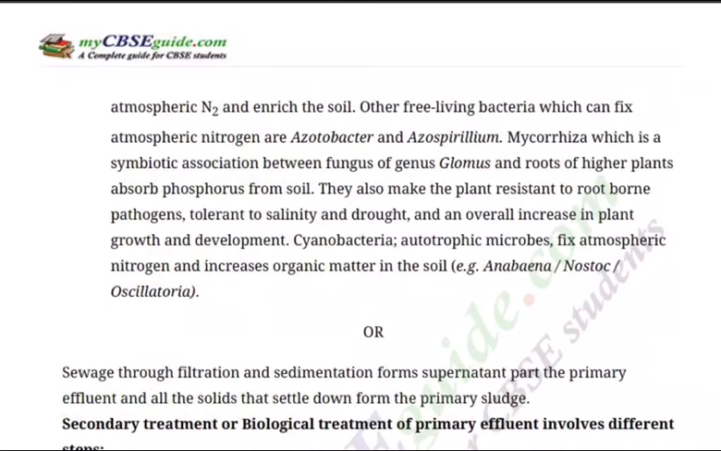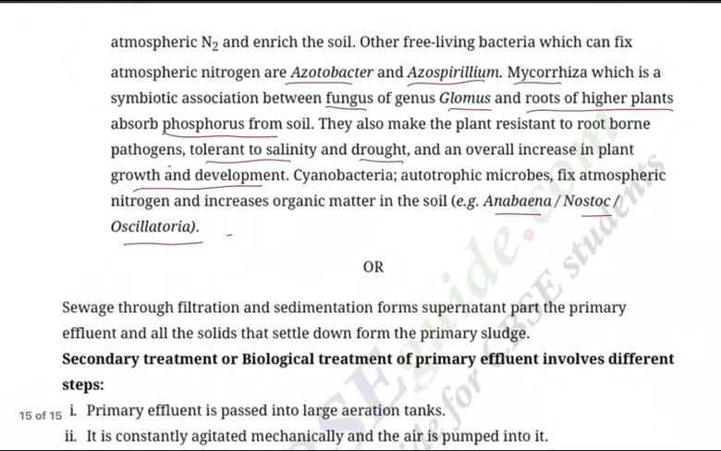Example, Rhizobium in the root nodules of leguminous plants, a symbiotic relationship, fixes atmospheric nitrogen and enriches the soil. Other free-living bacteria which can fix atmospheric nitrogen are Azotobacter and Azospirillum. Mycorrhiza, which is a symbiotic association between a fungus of genus Glomus and roots of higher plants, absorbs phosphorus from the soil. They also make the plant resistant to root-borne pathogens, tolerant to salinity and drought, and increase overall plant growth and development. Cyanobacteria, autotrophic microbes, fix atmospheric nitrogen and increase organic matter in the soil.